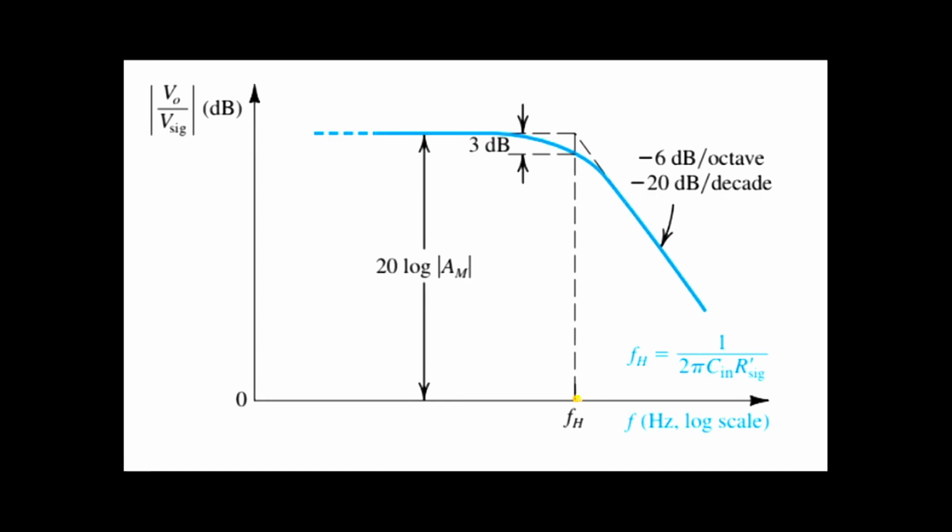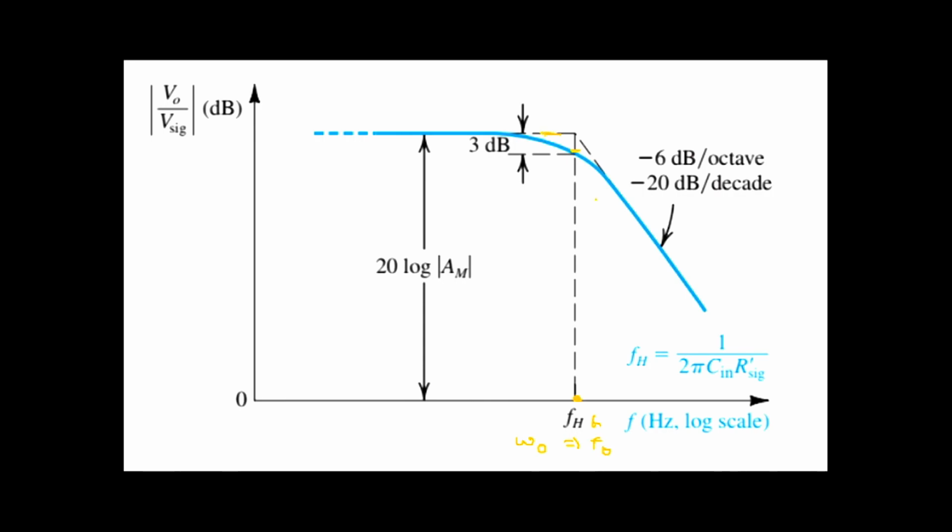This is the frequency that we calculated with omega naught. This is F naught. So after F naught, your voltage gain reduces, and there is always a 3 decibel gap between the mid-band gain and the point where the graph falls off. This is present on both sides of this curve, on the high frequency side and on the low frequency side.